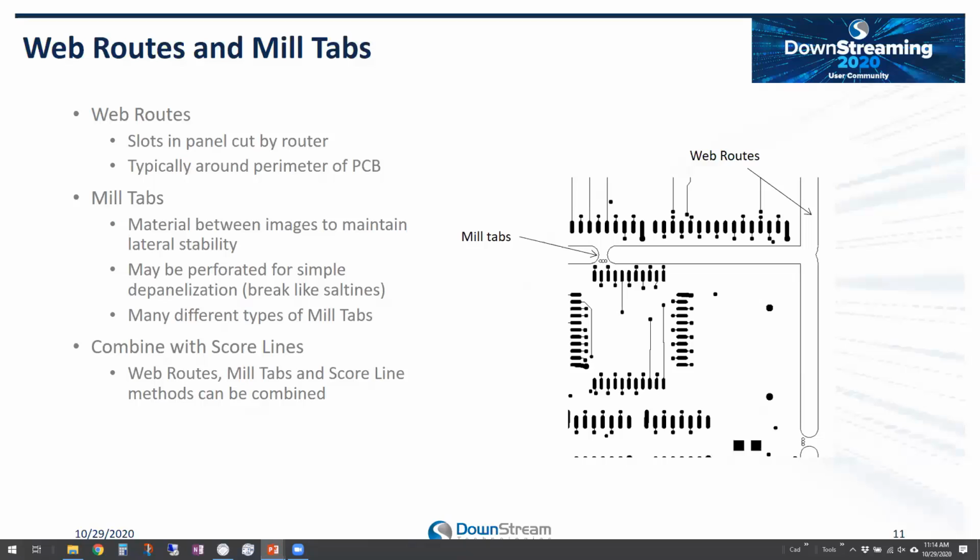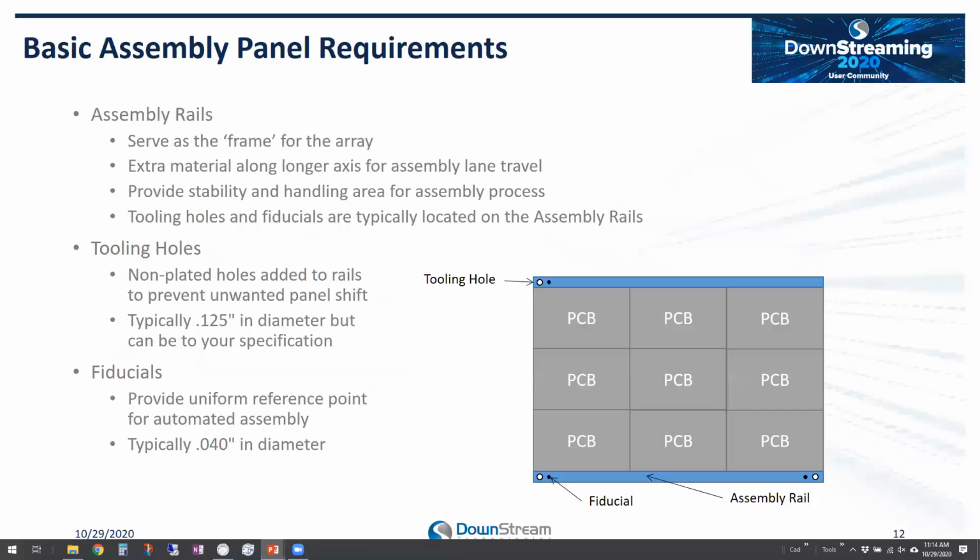We will also combine panels. We can do panels combined of mill tabs and score lines, so that you can, again, reduce the size, because if you're only putting things up against each other, or maybe 5-10 mils between the boards, obviously you can get more boards on your panel.